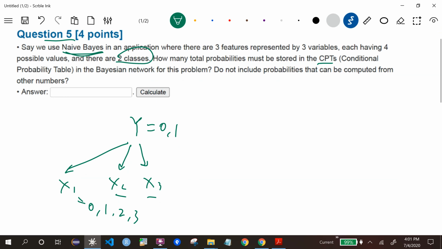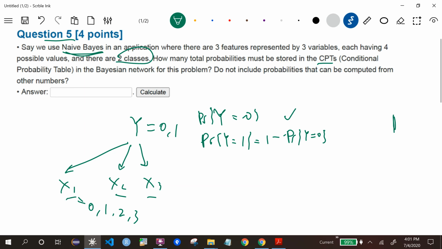So first, many people forgot that we need the CPT for Y. So we need the probability of Y is 0. So we need to estimate that. We don't need to estimate the other one because that other one is just 1 minus probability of 0. So in general, if there are K classes, then you need K minus 1 here, and here it's just 1.